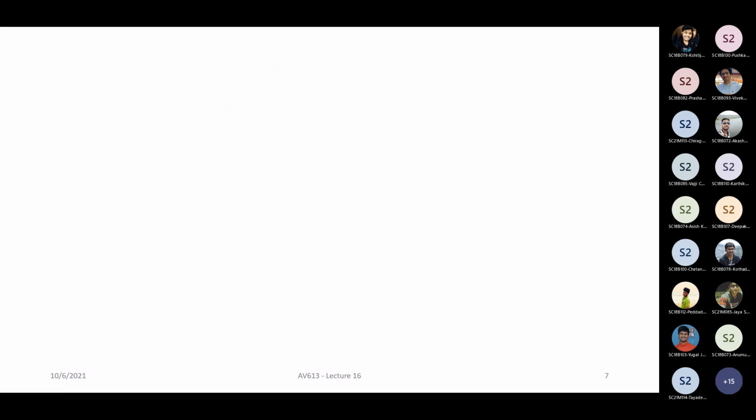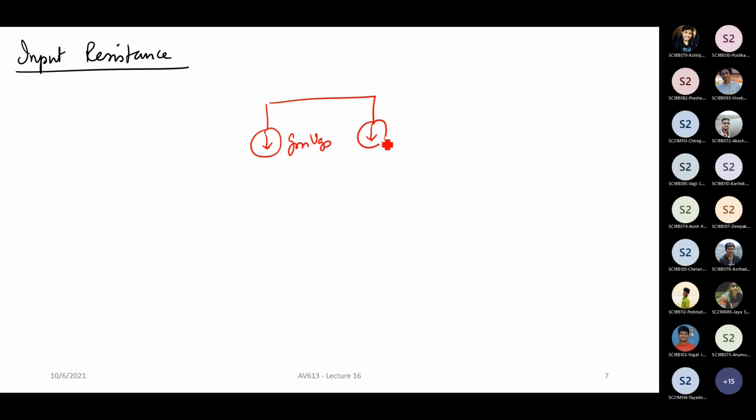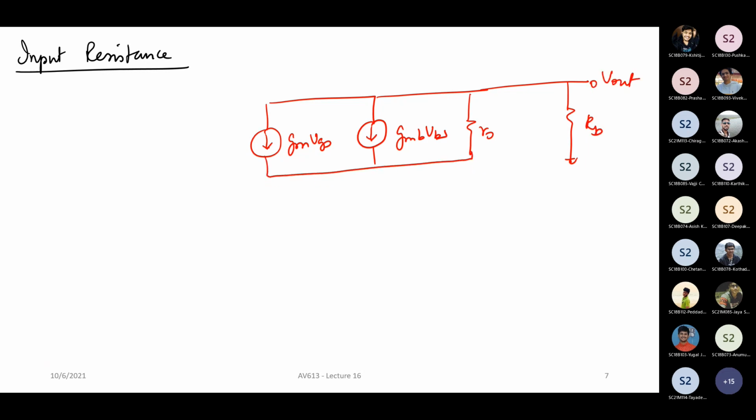All right. Now, the other main thing that we need to look at is basically input resistance or the input impedance, right? Now, what is the input impedance? So first of all, how do we do that? So it is again the same small signal equivalent circuit, GM VGS, GMB VBS, and then you have R naught, and then you have RD here, right? All these things put together. Gate is grounded. This is your drain. This is your source. And here we want to find out what is the input impedance, right?